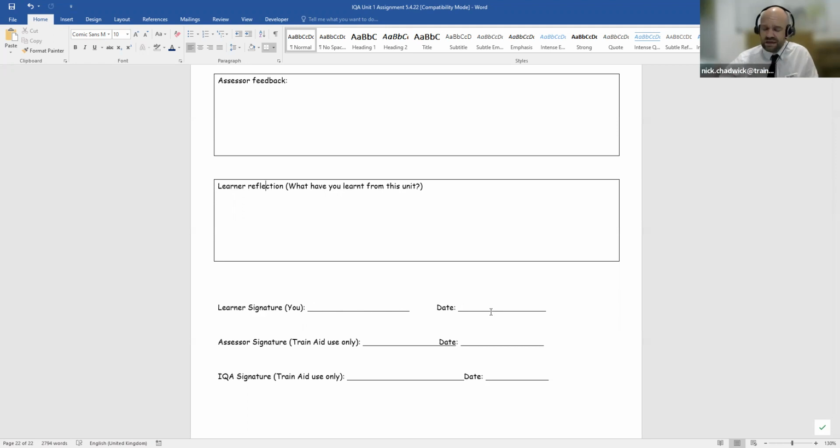So we are at the end of our assignment walkthrough guide. Hopefully this has been very, very useful for you. Once again, there's no official word count for Unit 1. Most learners write between 3,000 to 4,000 words, but if you've gone over that, that's absolutely fine. Once again, you won't be penalized for writing too much information.